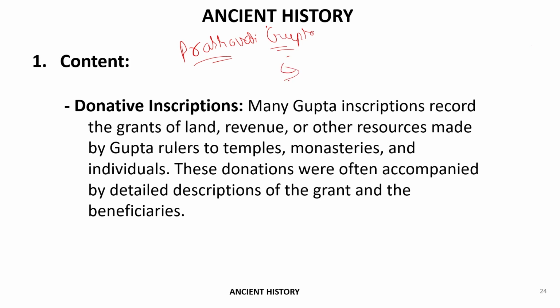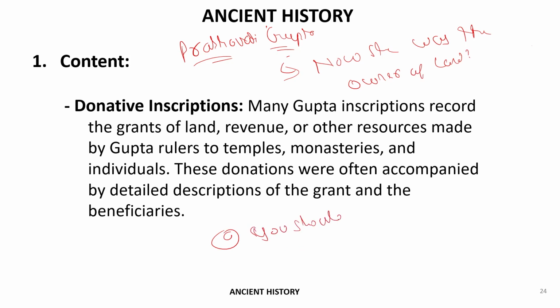Okay, so simply it was how she was the owner of land. How she was the owner of land. Okay, just tell me, if you want to grant some land, if you want to donate some land, then what is the very necessary thing in it? Just think about it. So let me tell you, you should be the owner. Okay, if you want to donate something, then you must be the owner of the thing.